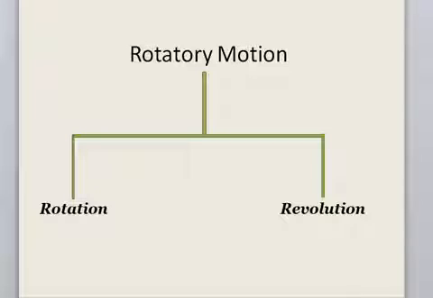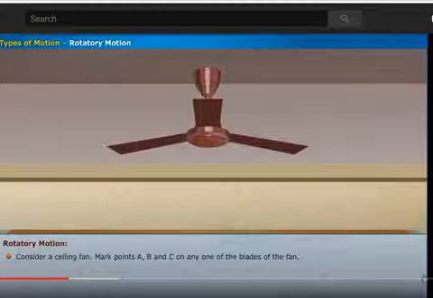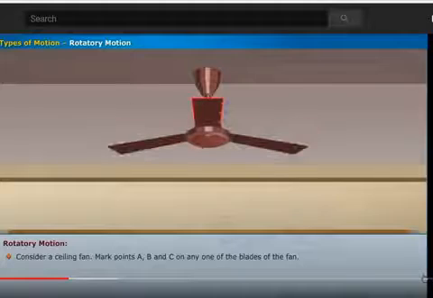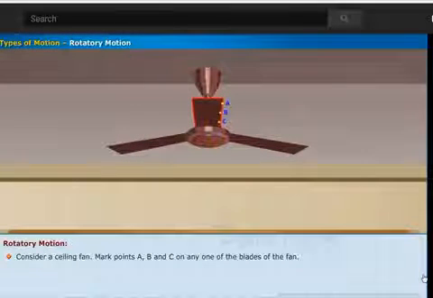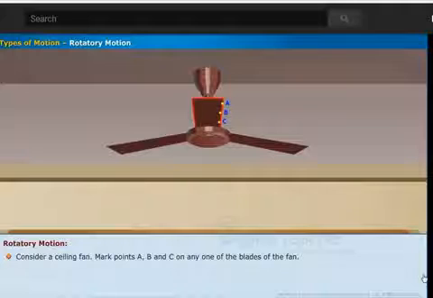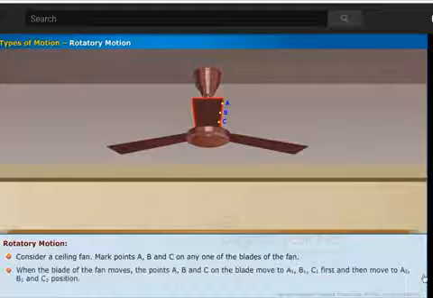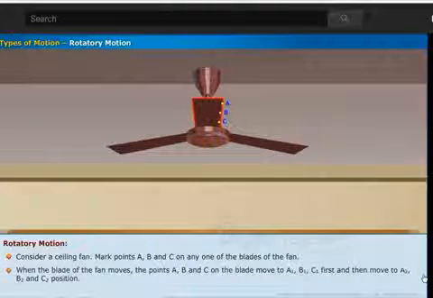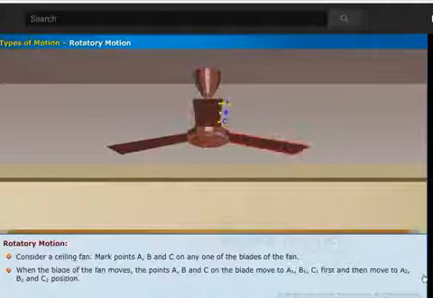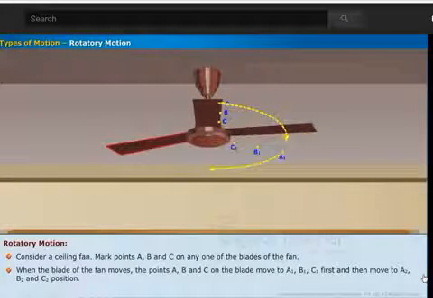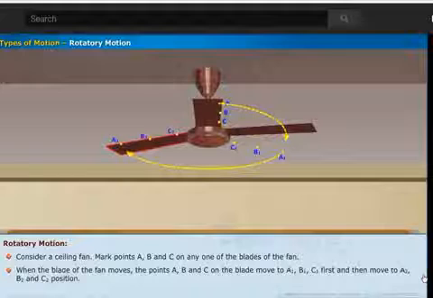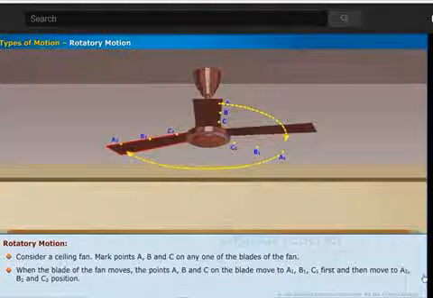Rotatory motion is of two types, rotation and revolution. Let's discuss rotation. Consider a ceiling fan, and mark points A, B and C on any one of the blades of the fan. When the blade of the fan moves, the points A, B and C on the blade move from their first position to A2, B2 and C2 positions.